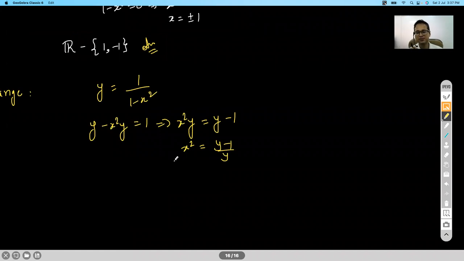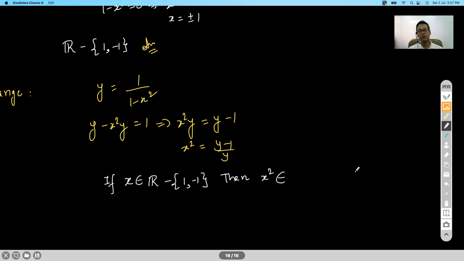Now listen to this very, very carefully. Very important. If your x belongs to all real numbers except 1 and minus 1, then what can you say about x square? In which interval will it belong? Write it on the chat box. Set of all real numbers. No. All positives. No. The square of a number which doesn't include 1 and minus 1 can be in what interval? 0 to infinity except 1.